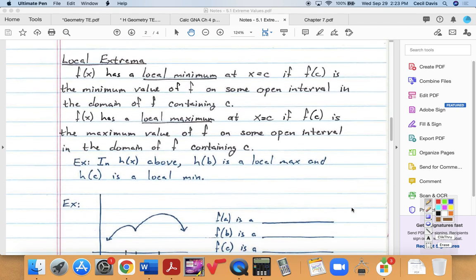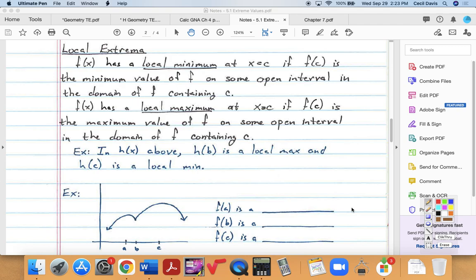All right. So, local extrema. f of x has a local minimum at x equals c if f of c is the minimum value of f on some open interval in the domain of f containing c. In other words, you can restrict the domain to be something really small. You're just looking in a small neighborhood.